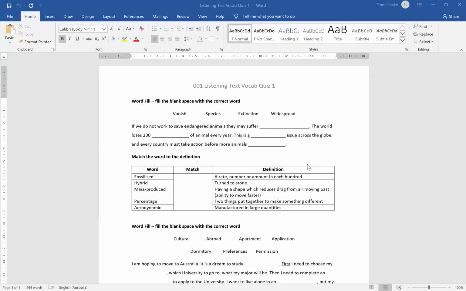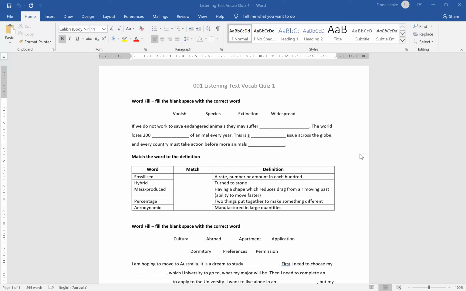So we're going to start with word fill. Fill the blank space with the correct word. As this is the listening test, I will be reading everything out just to get you used to what the word sounds like and make sure that your spelling of those words is correct as well. So the words for this gap fill are vanish, species, extinction, and widespread.